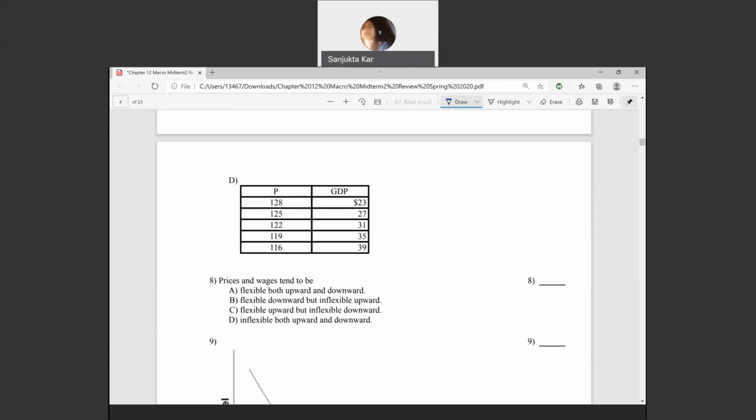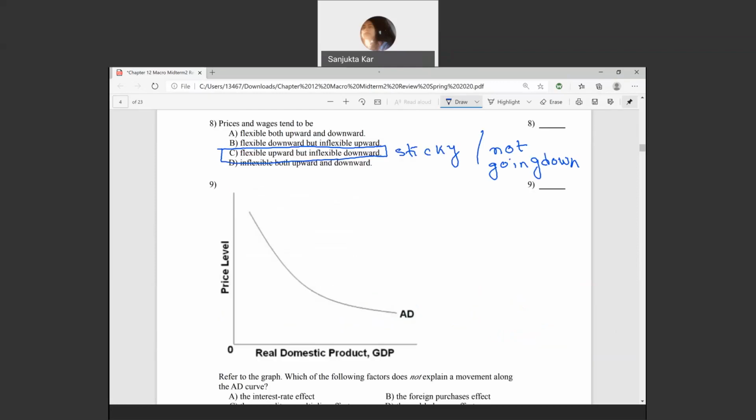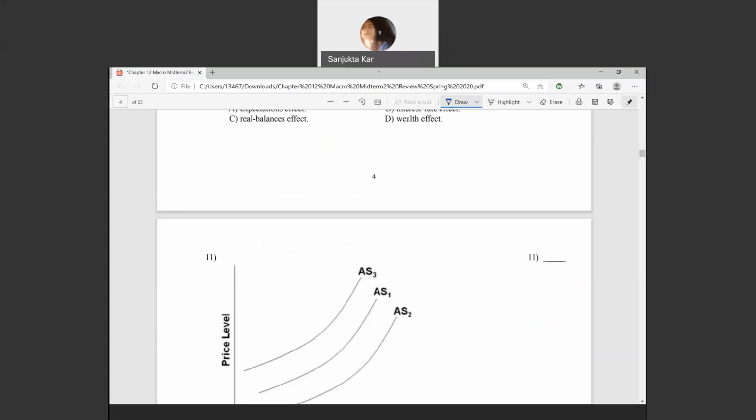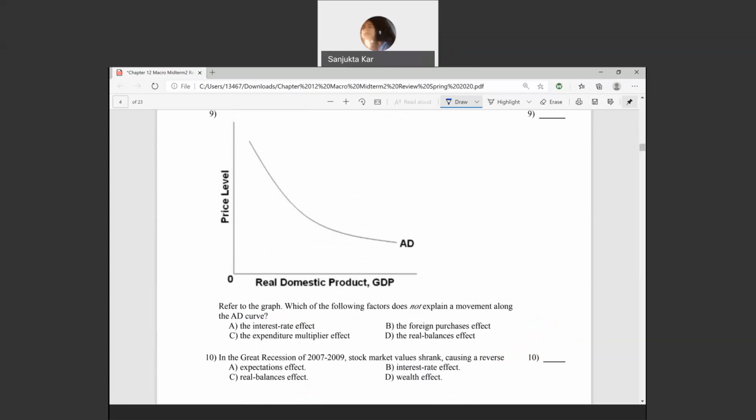Already, prices and wages are flexible upwards but inflexible downwards. That means these are sticky downwards. That means those are not going to go down, not going to decrease. And we looked at the reasons why prices and wages are sticky. Right, I'm just moving ahead of myself here.